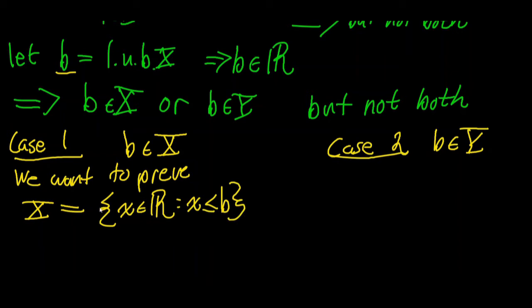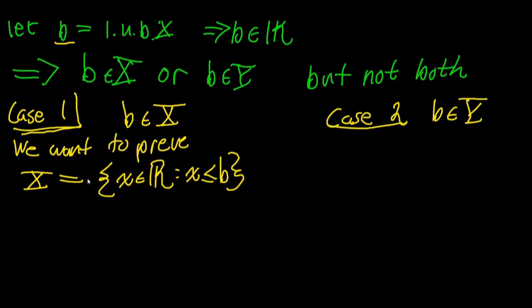The reason I chose to show that X is equal to all x in R such that x is less than or equal to B is that I know later on I'm going to use the fact that, since B is in X and B is the least upper bound of X, all x in X are less than or equal to B. But we'll see where that comes into play later.